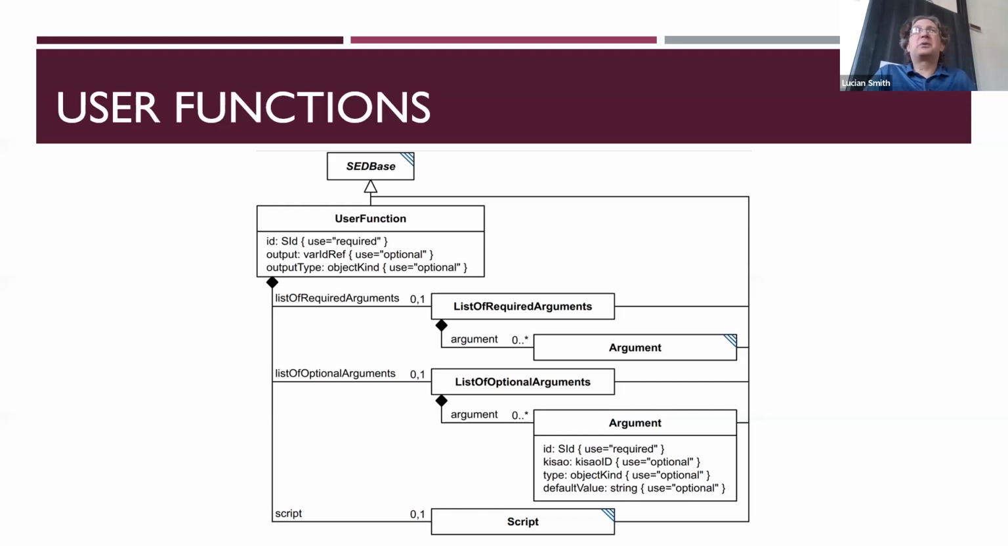All right. Well, welcome back. I was talking about user functions when we left, which are basically the same as scripts, which I haven't told you about, but they're the same as them. And so you have required arguments and optional arguments. The arguments have an ID and potentially a default value. And then in the script, all the values that you can reference in the script have to be one of your arguments.